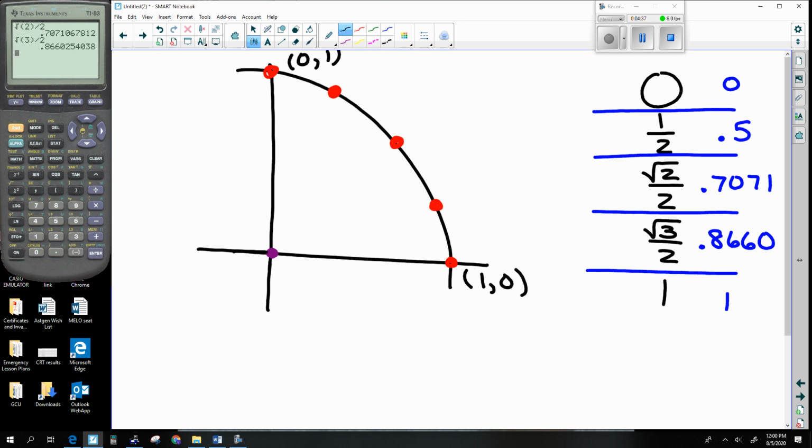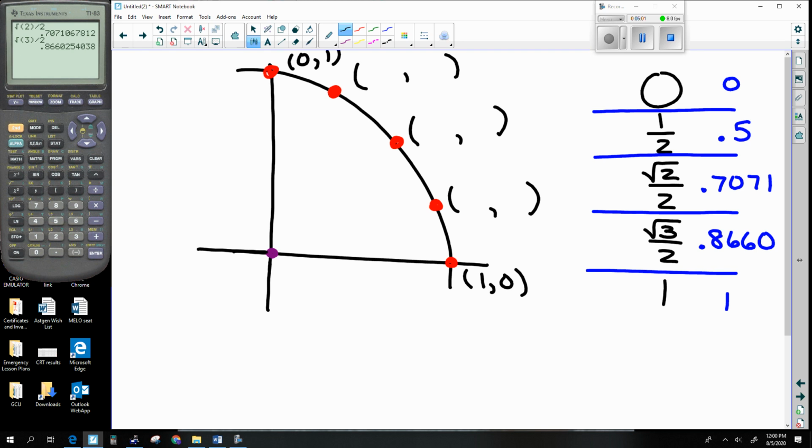All right. But what about these others? What about these other 3 points? The one straight up and the one straight out are really easy. But if you think about this, what is the x-coordinate? What is the y-coordinate? Is the true question.